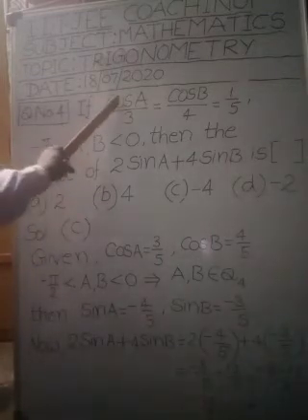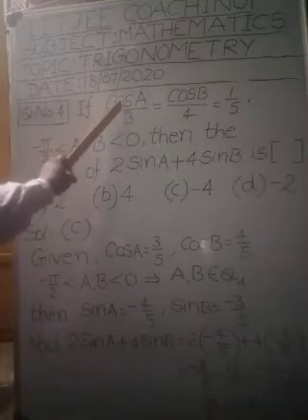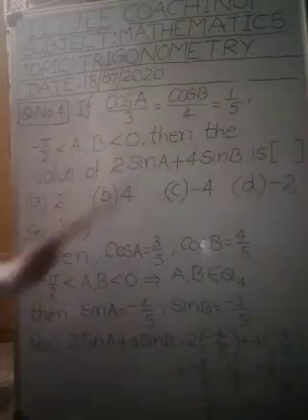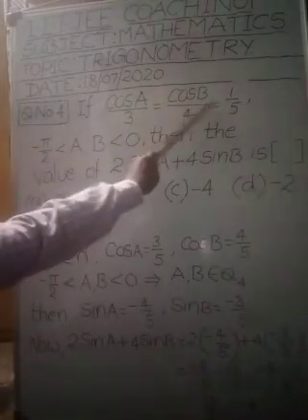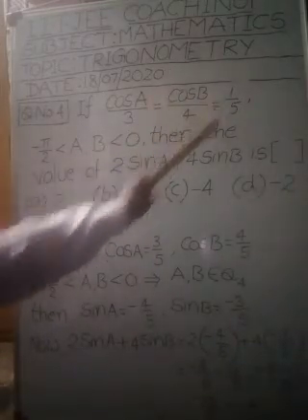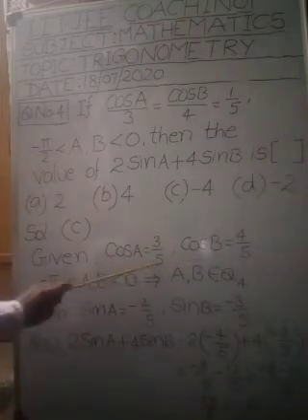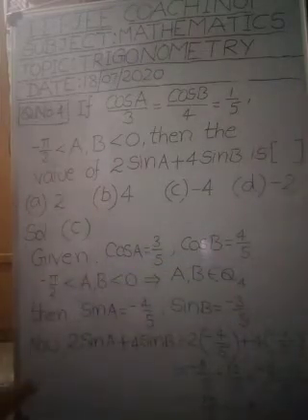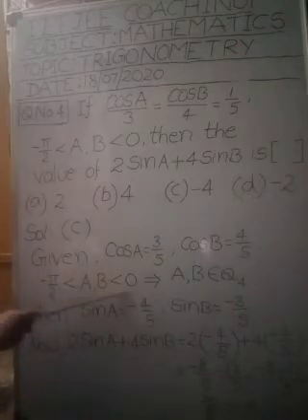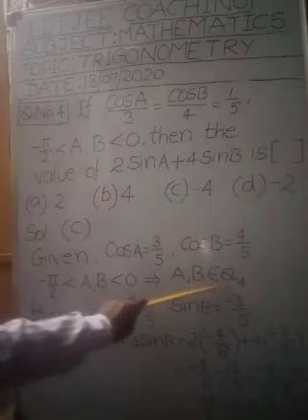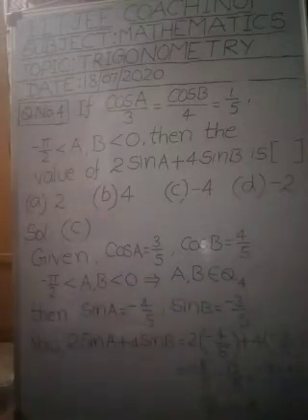Given from this equation, we can write directly cos A is equal to 3 by 5. I wrote it directly. Similarly, by taking these two, cos B is equal to 4 by 5. Understood these two, my dear children? Right. And minus pi by 2 less than A, B less than 0. It means the angles A and B are lying in the fourth quadrant.